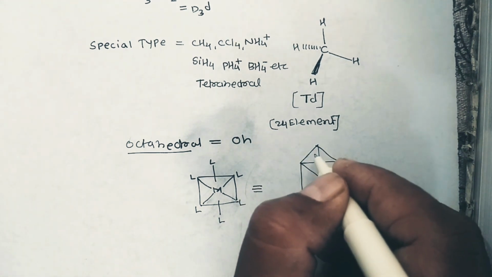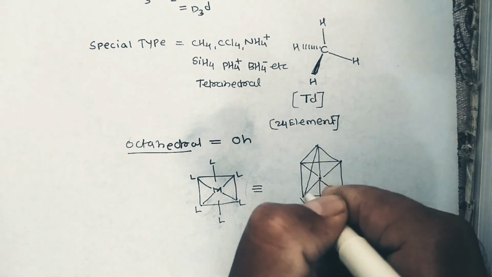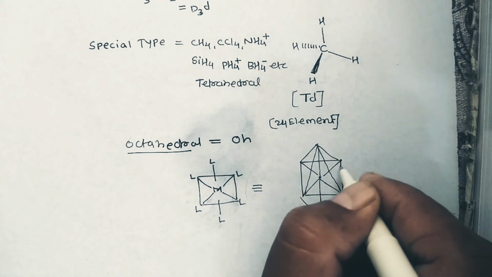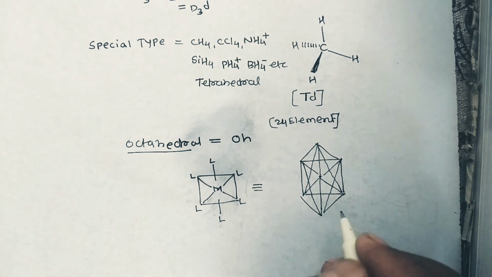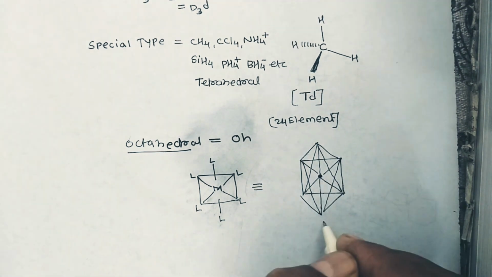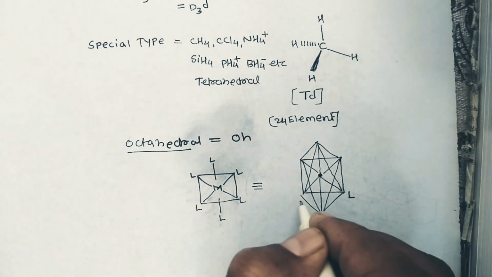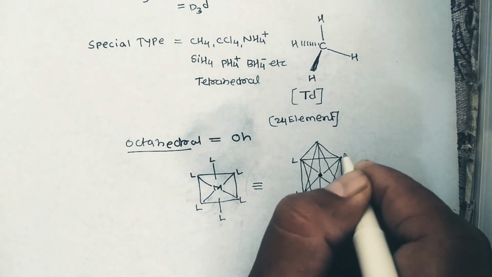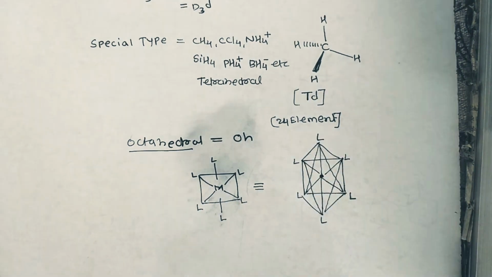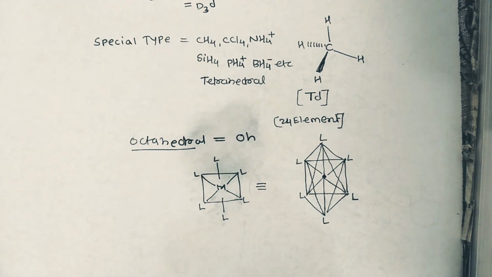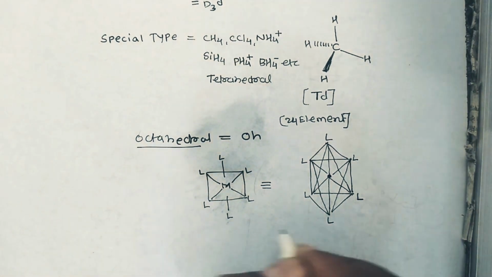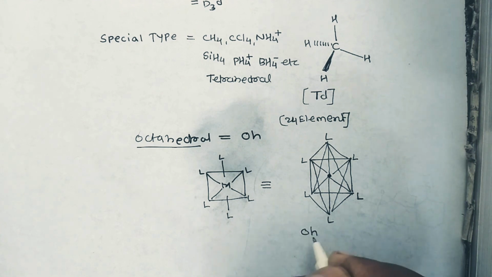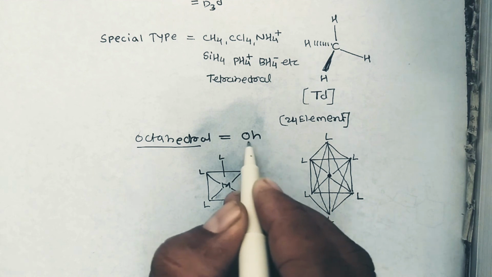So octahedral structure, there is one metal atom at the center and there are 6 ligands. Therefore, the point group is octahedral Oh. For perfectly octahedral complexes, the point group is Oh.